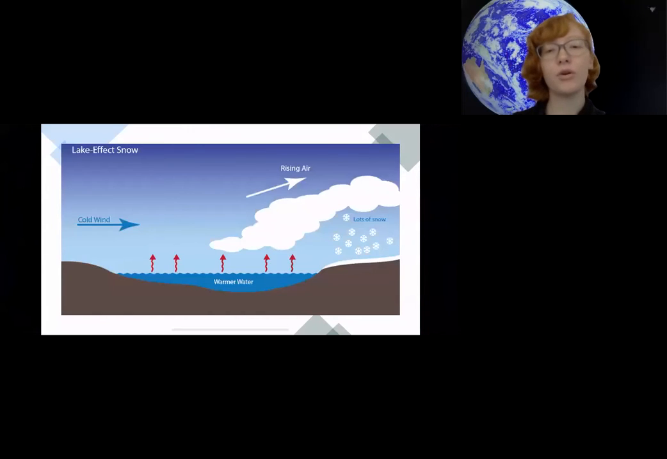So basically, cold, dry air blows over the warmer water of the Great Lakes. It picks up a bunch of that moisture, that warm moisture, and then as it gets back over the cold land, it dumps a bunch of snow on the other side of these lakes.